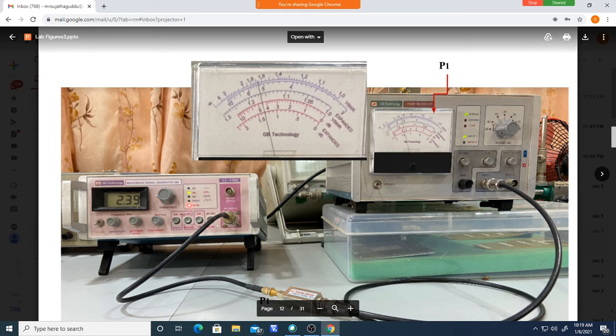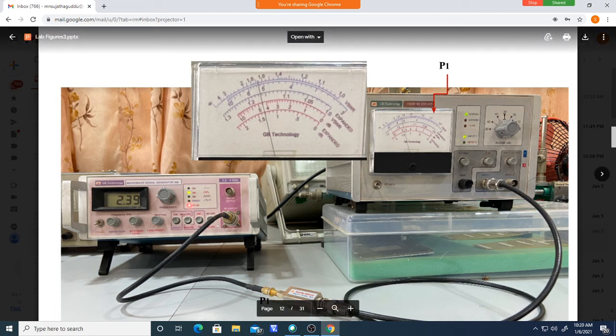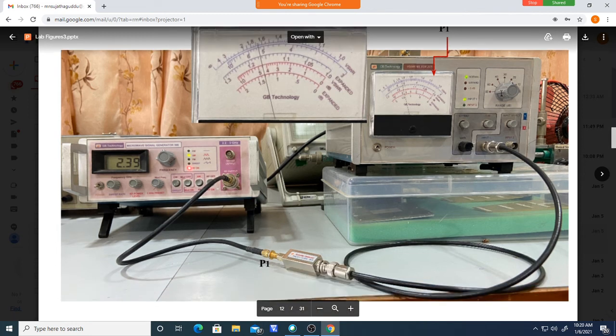Lower level means minus 60. Minus 60 is lower than minus 50. If it is at 40, you should choose minus 50, like that. This is about the scale, that is, the range selection here. Understood? So like that you can measure.